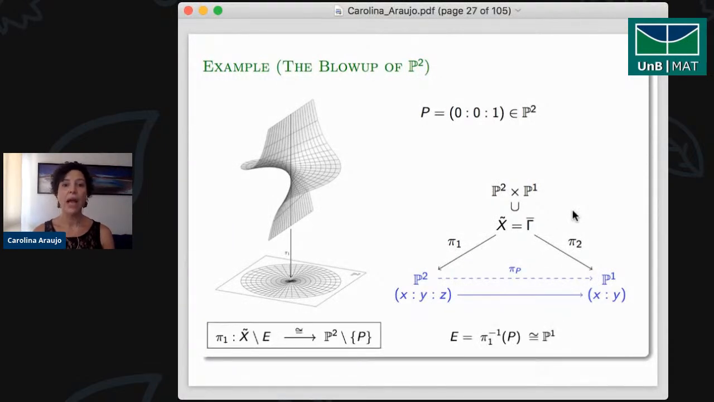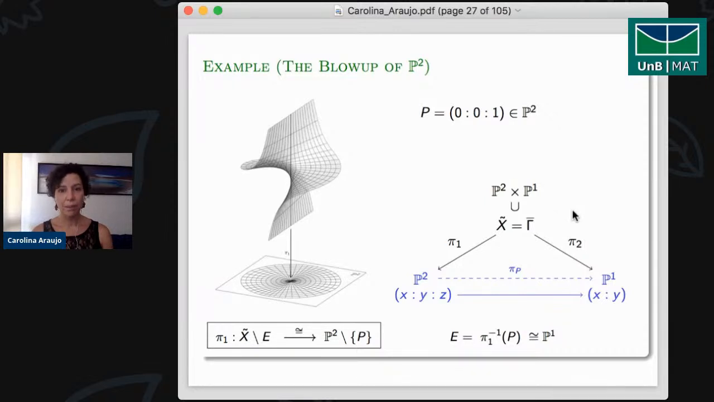Here, we usually denote it by E. E stands for exceptional, so this is the exceptional line over P. And if you remove this exceptional line from X tilde, and you remove the point from P2, then you actually have an isomorphism. So you just replace the point by this P1.